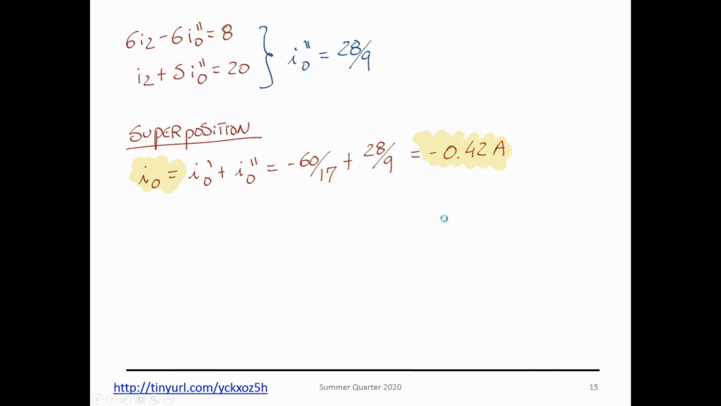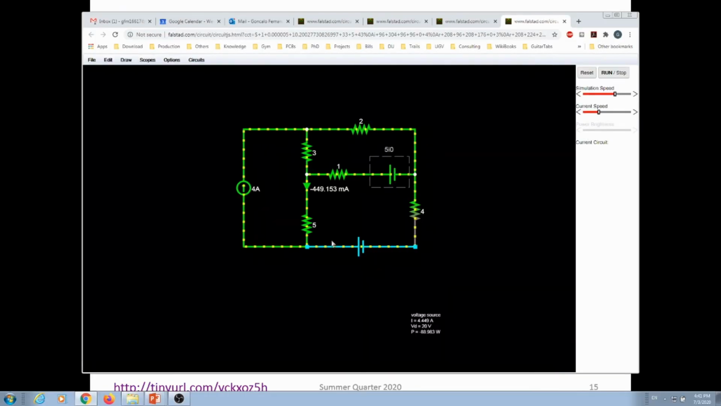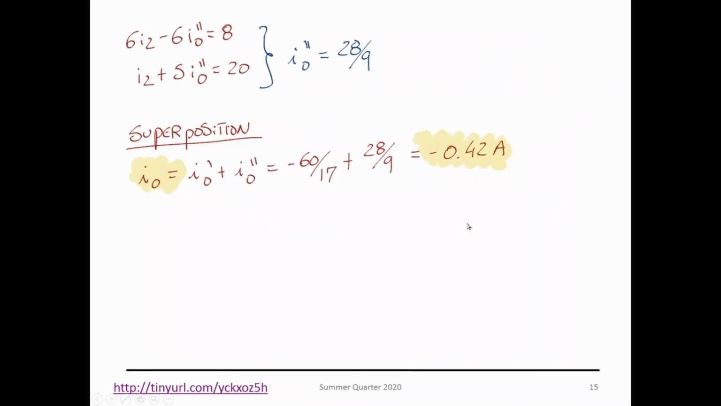All right, this is the one that is giving slightly different values on Falstad, but it's pretty close. And I believe this is because I'm simulating this dependent current with a voltage source, and that might influence the results a little bit over here, but it's pretty close. All right, let's keep going.